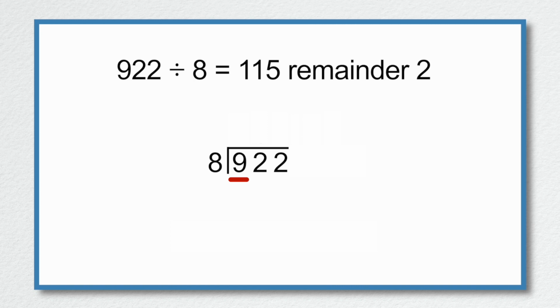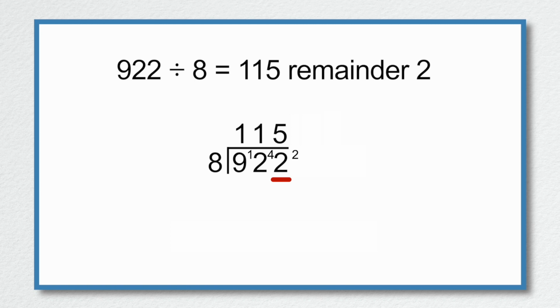9 divided by 8. Well, 8 goes into 9 once, with a remainder of 1. So I'll write the 1 down. We've now got 12 divided by 8. Well, 8 goes into 12 one time, with a remainder of 4. And then we do 42 divided by 8, which is equal to 5 remainder 2, because 5 eighths are 40.